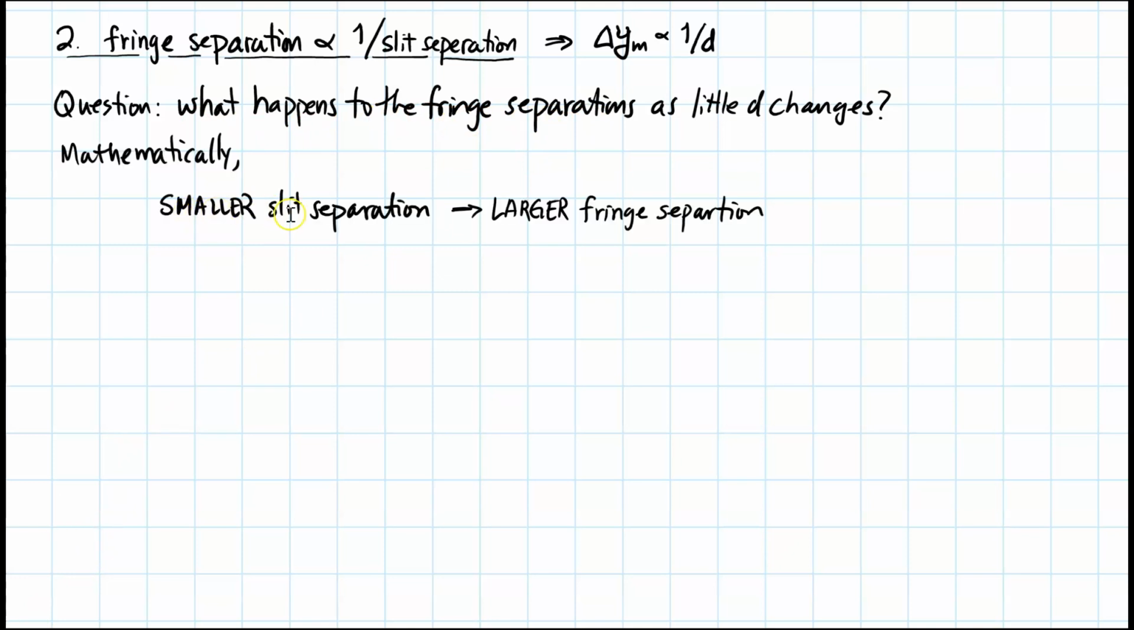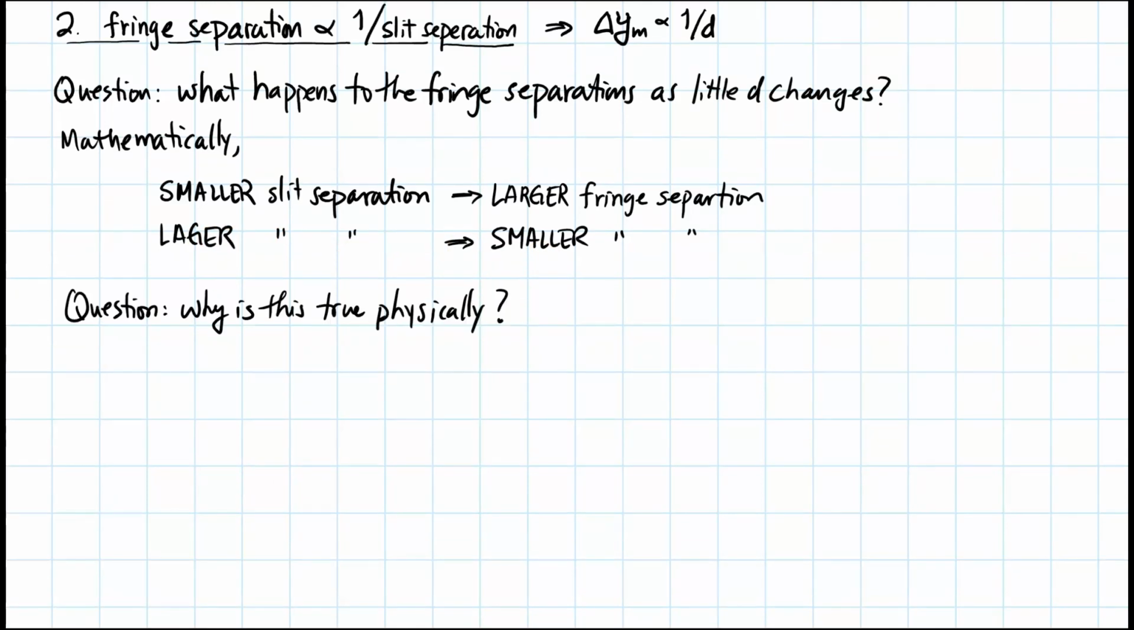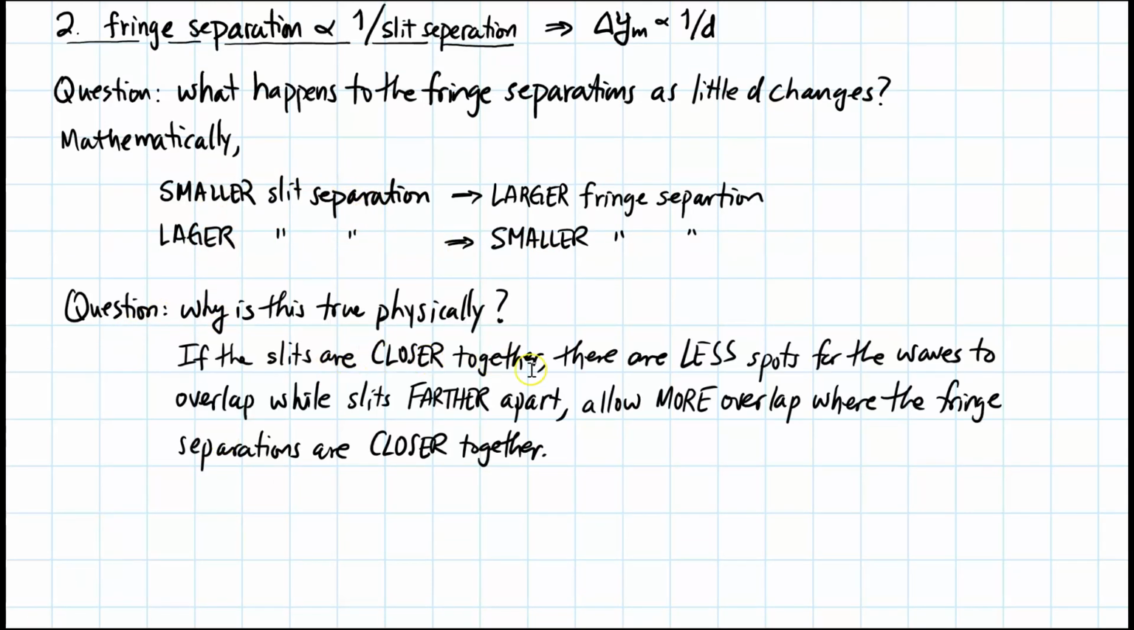Mathematically, if I have a smaller slit separation, then I should have larger fringe separation. Or if my two slits are farther apart, I'm going to have a smaller fringe separation. Question: why is this physically true? If the slits are closer together, there are fewer spots for the waves to overlap, while slits farther apart allow more overlapping, where the fringe separations are then going to get closer together.